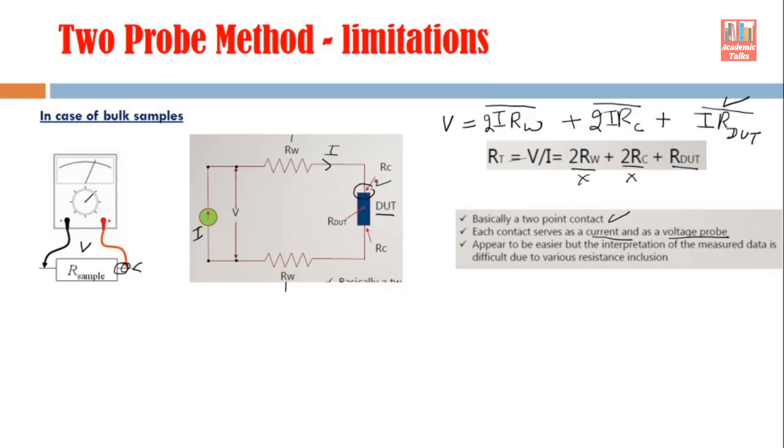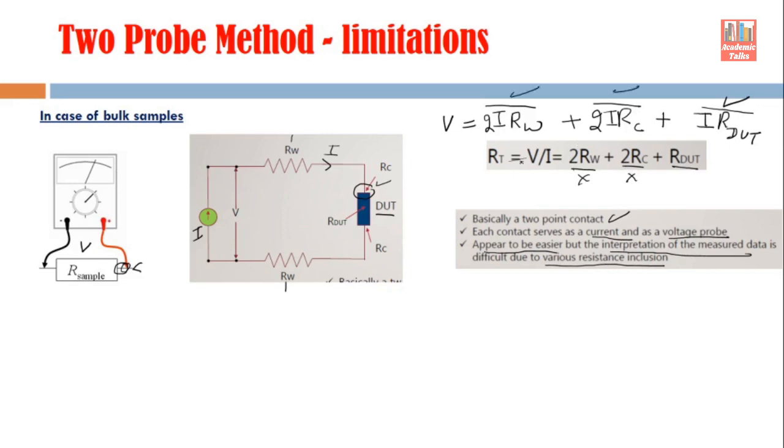So this kind of measurement appears very simple. We just have to measure the voltage appearing across this device when I amount of current is passing through it, and the total resistance, which is the ratio of V and I, can help us find the resistivity. But since this total resistance includes other components also, whatever value of resistivity we calculate, we are going to get a wrong value, right? It is mentioned here that this method appears to be easier, but the interpretation of the measured data is difficult due to various resistance inclusions, because other components are also included here.